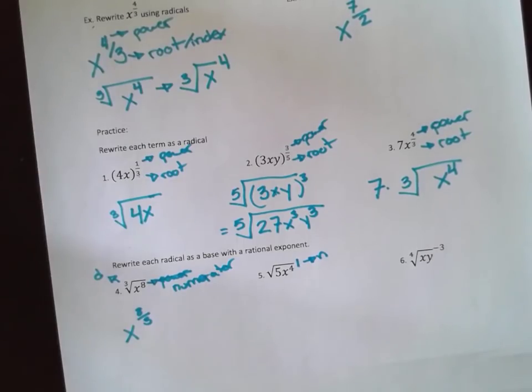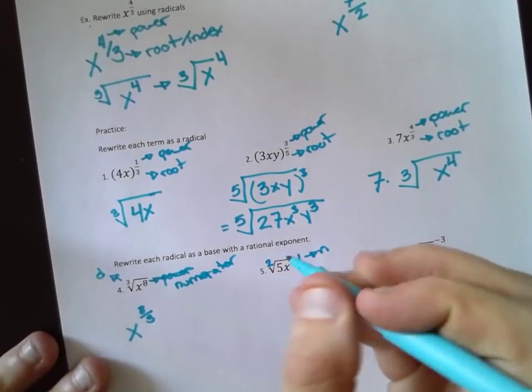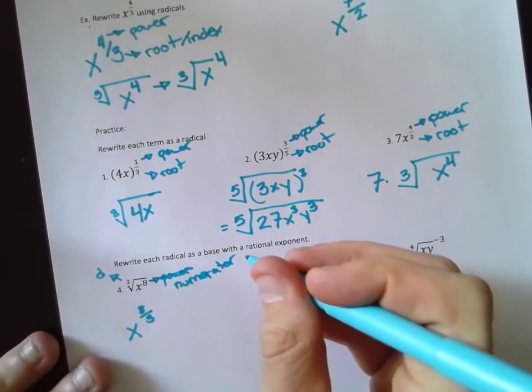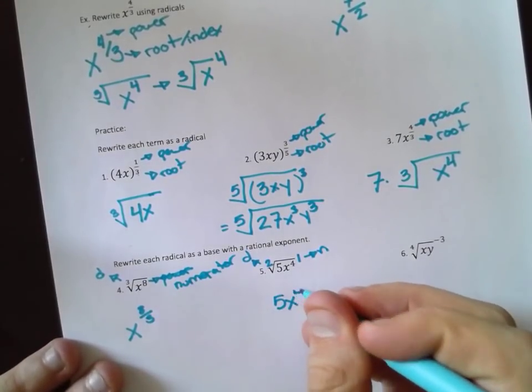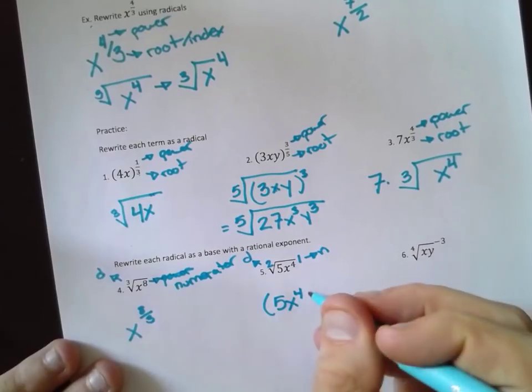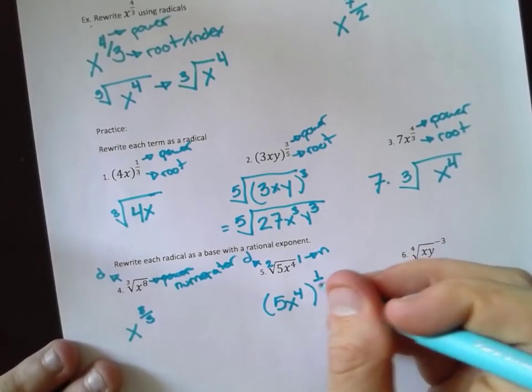So the entire thing is raised to the 1st. That may sound confusing and you guys may have questions about that. But again, only the x is raised to the 4th power. My root is 2. That's my denominator. So I'm going to have 5x to the 4th. This entire thing is going to be raised to the 1/2 power.